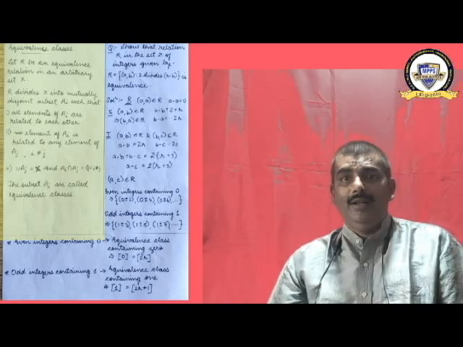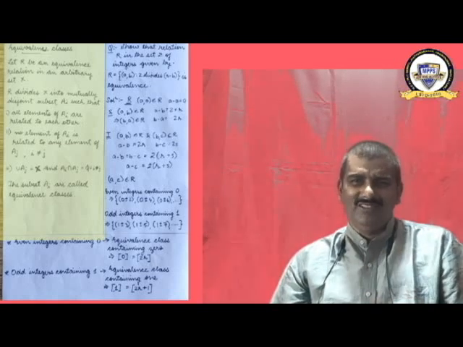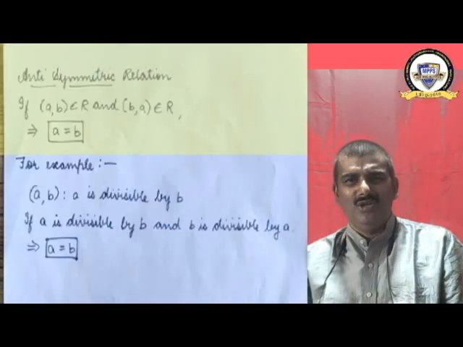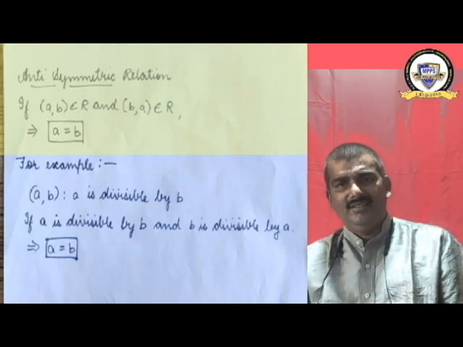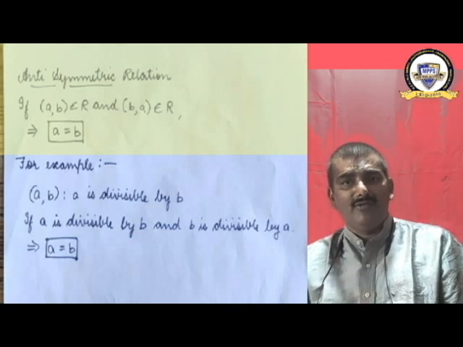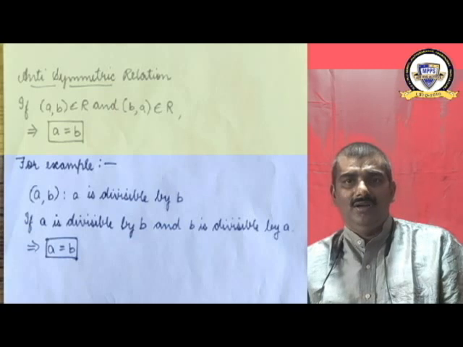And finally, I am concluding this chapter with a short topic which is not that important, but still you must remember it: anti-symmetric. Anti-symmetric means if (a, b) is a member of a relation, and (b, a) is also a member of the same relation, then a and b should be equal. That type of relation is called an anti-symmetric relation.